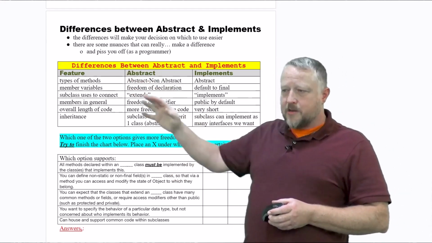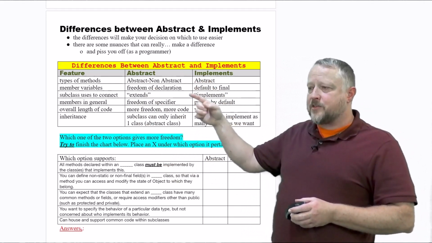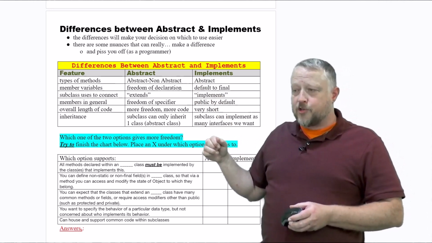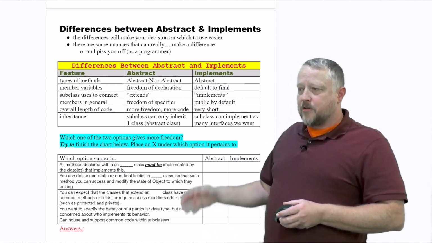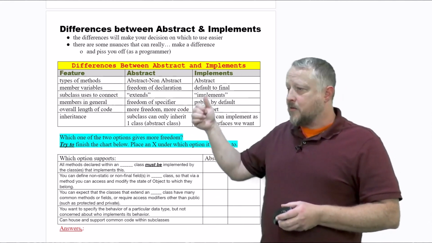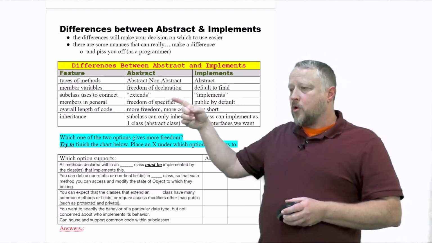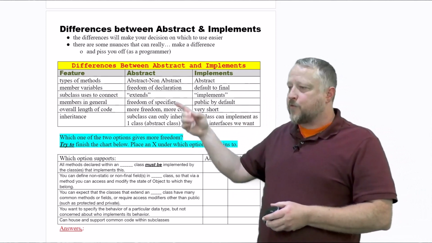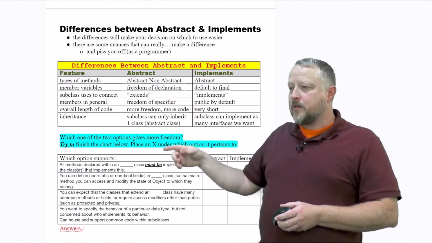So when it comes to features, both of them share the same thing with type of variables, member variables. But in abstract, when it talks to type of methods, you can have abstract and non-abstract type of functions that are in there. Member variables, you have freedom of declaration. They can be public, private, implements, default to final. What do we use keyword-wise for a type of inheritance that we're going to use from? Well, it uses extends or implements.